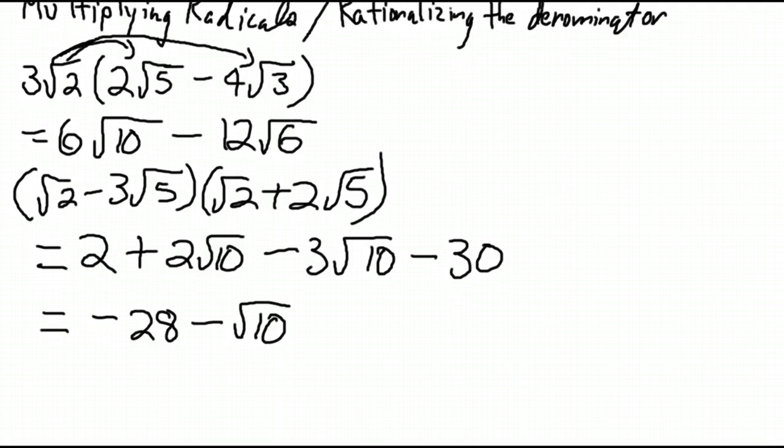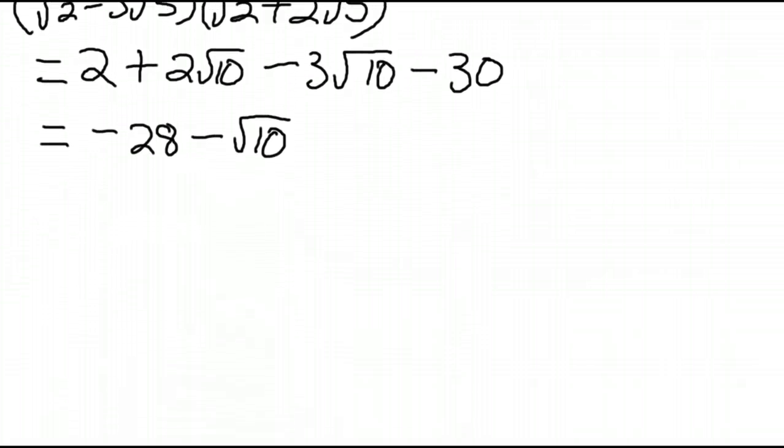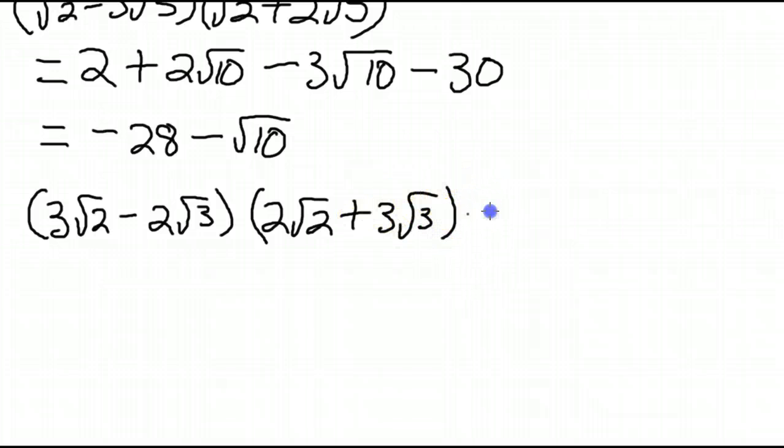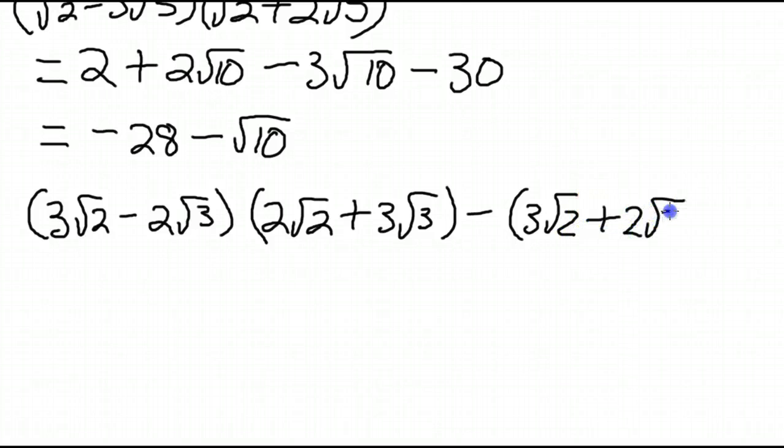Okay, let's kick up a little further notch here. And let's give a more complicated expression. Let's say we had 3 root 2 minus 2 root 3 times 2 root 2 plus 3 root 3 minus 3 root 2 plus 2 root 3 all squared. Okay, so what are we going to do with this? We're going to multiply these two binomials together, and from that we're going to subtract the square of this binomial. Alright, so let's see what we're going to do here.